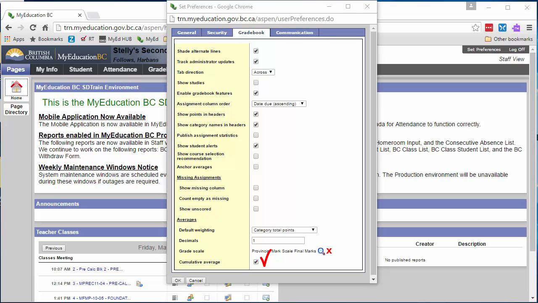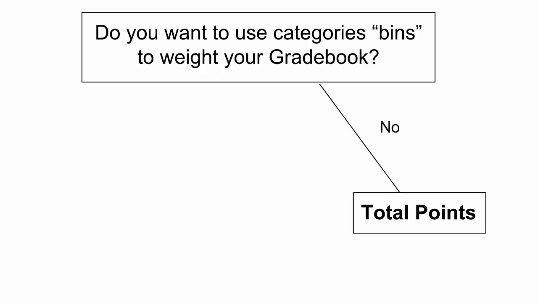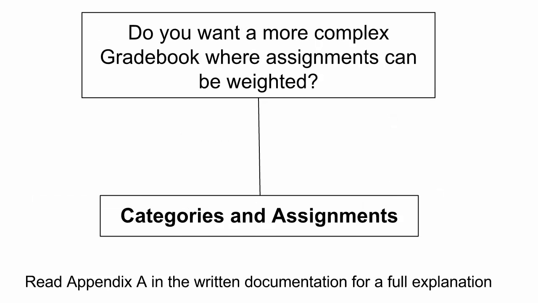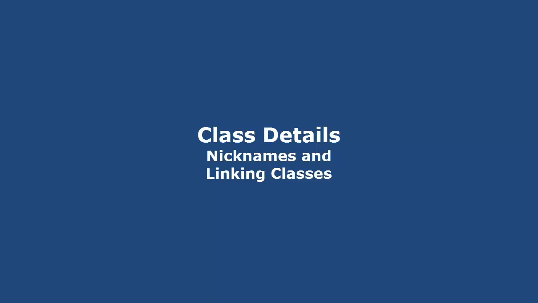Under default weighting, there are 4 choices. Your default weighting choice controls the math that calculates a student's grade. Take time to choose your default average weighting. Do you want to use categories and bins to weight your gradebook? If no, the simplest choice is total points. If you would like to weight your categories, choose category total points. If you would like a more complicated gradebook that calculates weights on categories and assignments, choose categories and assignments. Refer to Appendix A in the written documentation for more information.